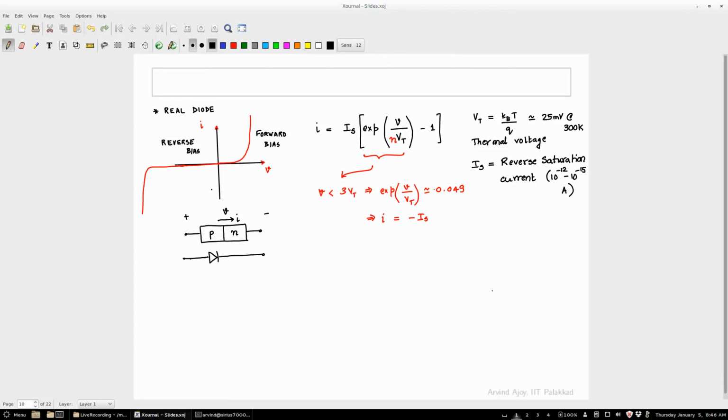That's the current. And I am telling you that when V is less than 3 VT, your I is minus IS, and IS, I am telling you, is, in a diode, picoamps, in a not so good diode, nanoamps. You plot nanoamp and say 1 milliamp on the same scale, and you go to a log scale. On a linear scale, you cannot plot milliamp and nanoamp on the same scale and make out any difference. The nanoamp will appear to be 0, and that's why the reverse region appears to be 0.